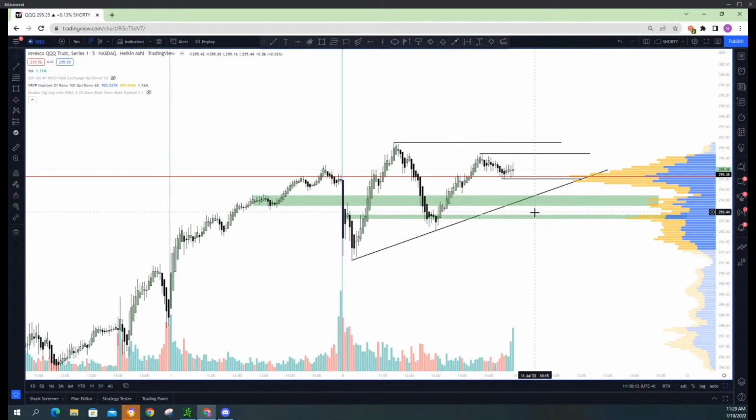So if you short here, you definitely want to be getting out before the bottom of this because they're going to defend this area right here where you see a shelf. They're going to be defending this area. So you short here, let's say 295, all the way to 294.20, about 80 cents. You can make decent money on Qs.